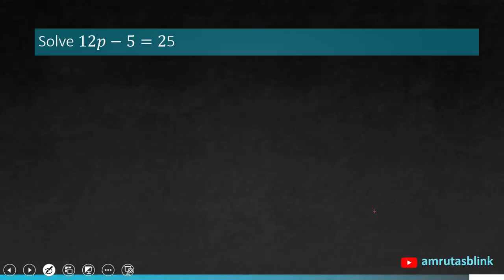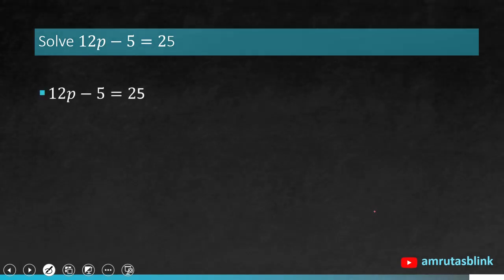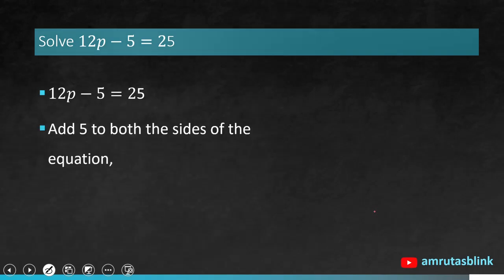Example 15. Solve 12p minus 5 is equal to 25. First of all, in order to solve this equation, we just need to have 12p on the left hand side. So what we will do is remove 5 from the left hand side. In order to do so, we need to add 5 to both the sides of the equation.